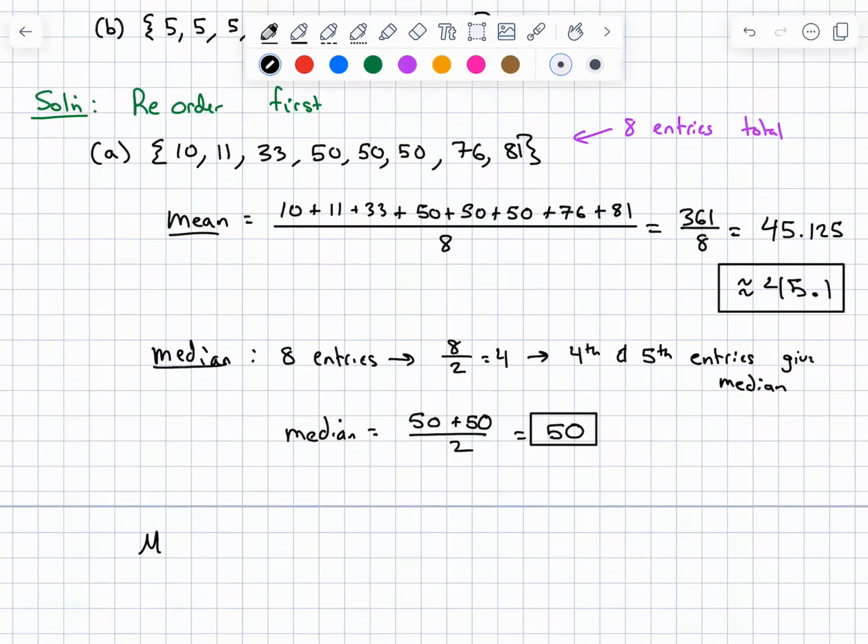And then the mode is also 50 with a frequency of 3. Mode of 50 because there's 3 50s in there, and every other number only has a frequency of 1. All right. Any questions on that?